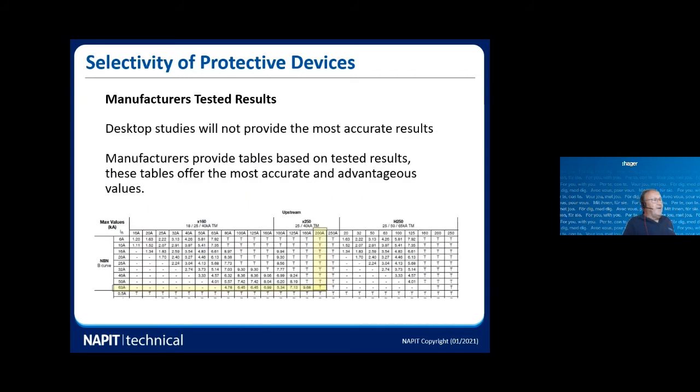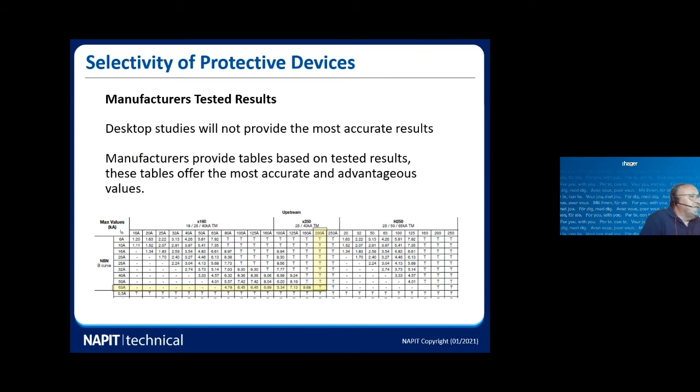If we had different manufacturers, one upstream, one downstream, we may have to use desktop studies. Again, this is another table given in our brochure. Of course, other manufacturers should give similar information. They will have different numbers, of course, in their tables, but this should provide the similar information.